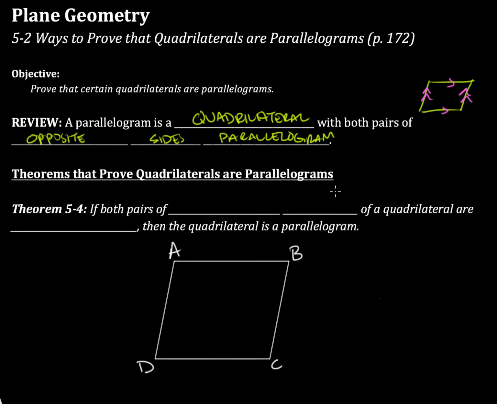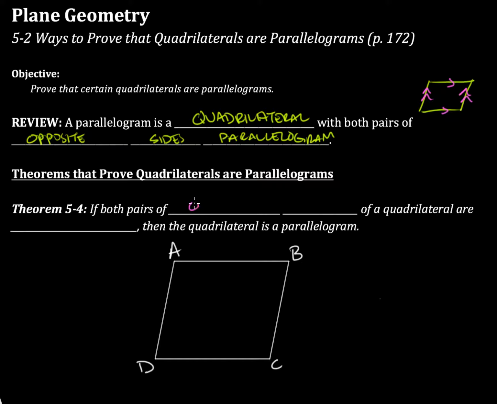We take a lot of the theorems that we learned previously, that once we know a shape is a parallelogram, we know certain other things have to be true. We take those and we kind of flip them around. We take the converse of each one of those theorems, and we can use those to prove that certain shapes must be parallelograms. To give an example, let's look at theorem 5-4 here.